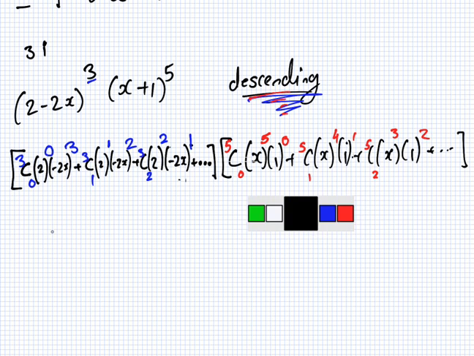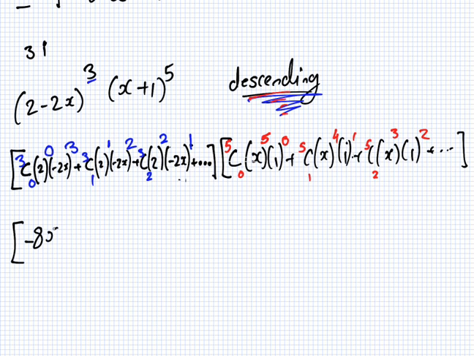Okay, so calculator now. 3C0 is 1, 2 to the 0 is 1, so this is minus 8x cubed. 3C1 is 3, times 2 is 6, times 4 is 24, so that's 24x squared. Now, what's 3C2? Is it 3? So this is 3 times 4 is 12, times minus 2 is minus 24x, plus many more.